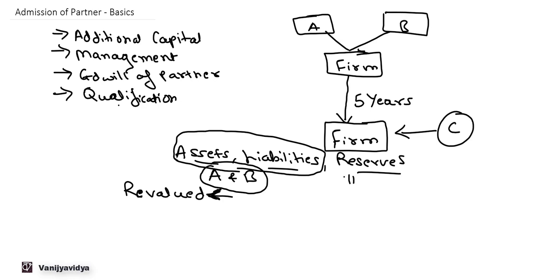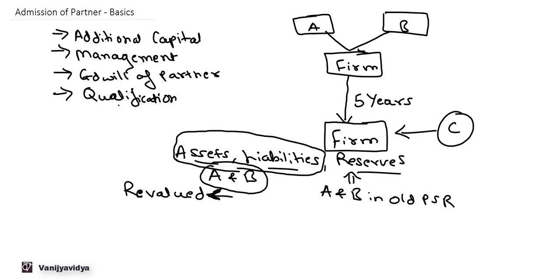Now, reserves. These reserves are nothing but accumulated profit. This accumulated profit or reserves is a result of the business carried on by A and B for the last 5 years. So, these reserves need to be distributed between A and B in their old profit sharing ratio.